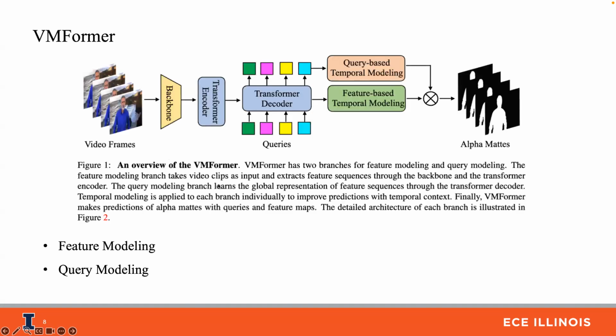Here is the overall architecture of the VMFormer framework. Given some video frames, they go through the backbone and transformer encoder and become flattened image features. Then we use a set of queries to make predictions. We build the temporal modeling both upon the features and the queries. And then we just multiply the queries with the features and give the alpha predictions.